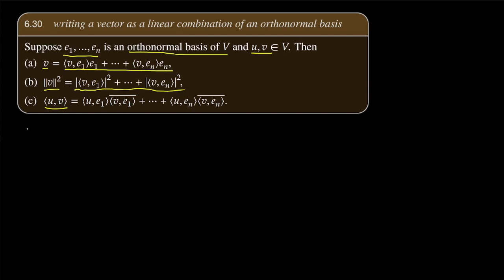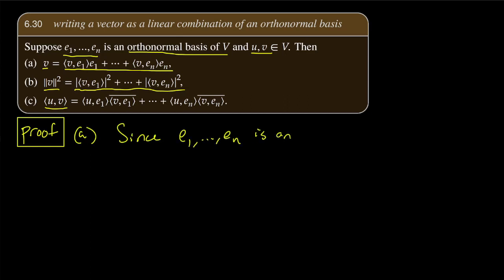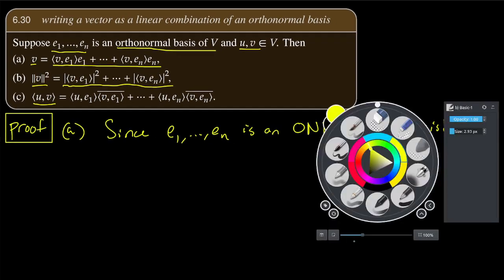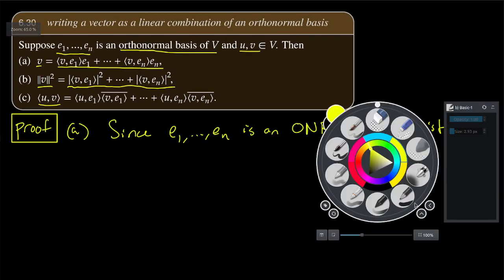All right, let's prove it. You'll see the last one much better once we get to it. It won't seem nearly as strange once we do the proofs of the first couple. So for part A, since E1 through En is an orthonormal basis, ONB, there exist scalars. Let me make this a little more zoomed out so I have some room.